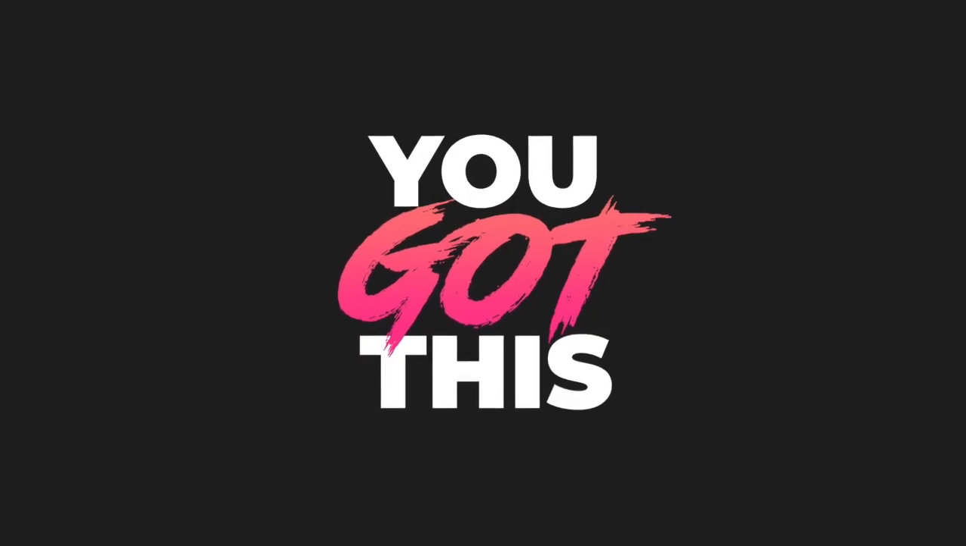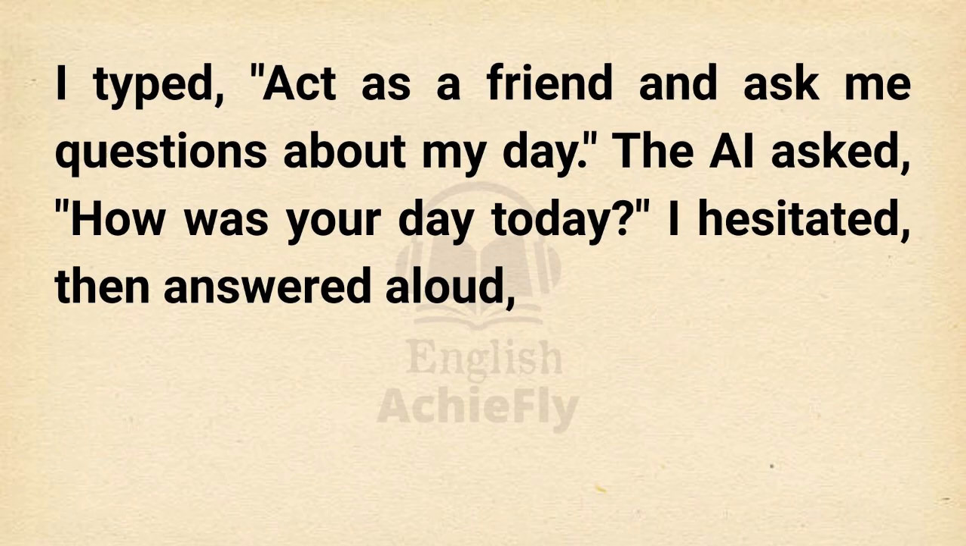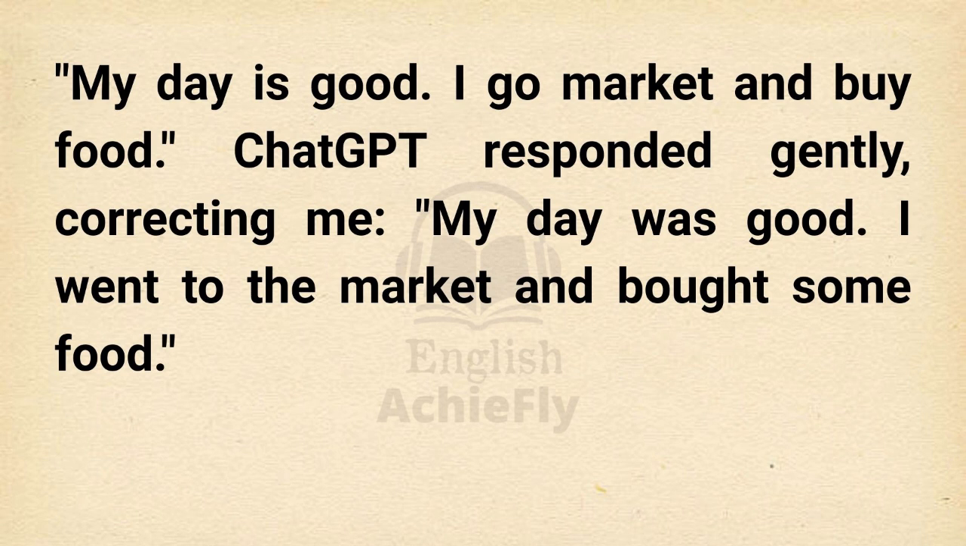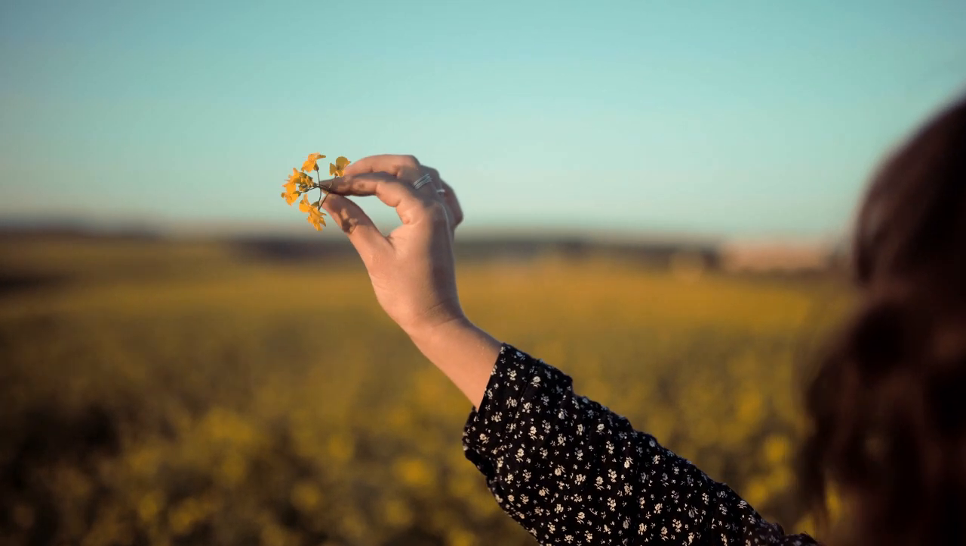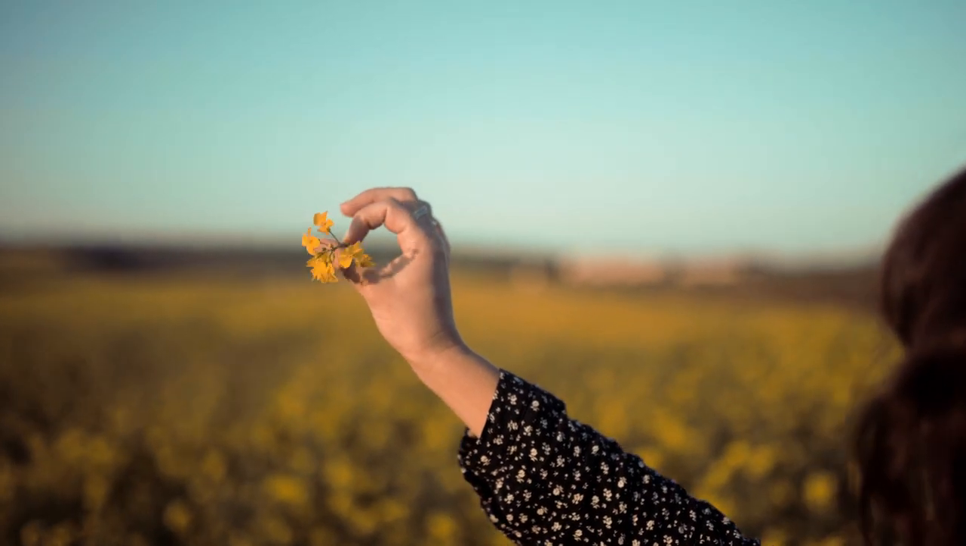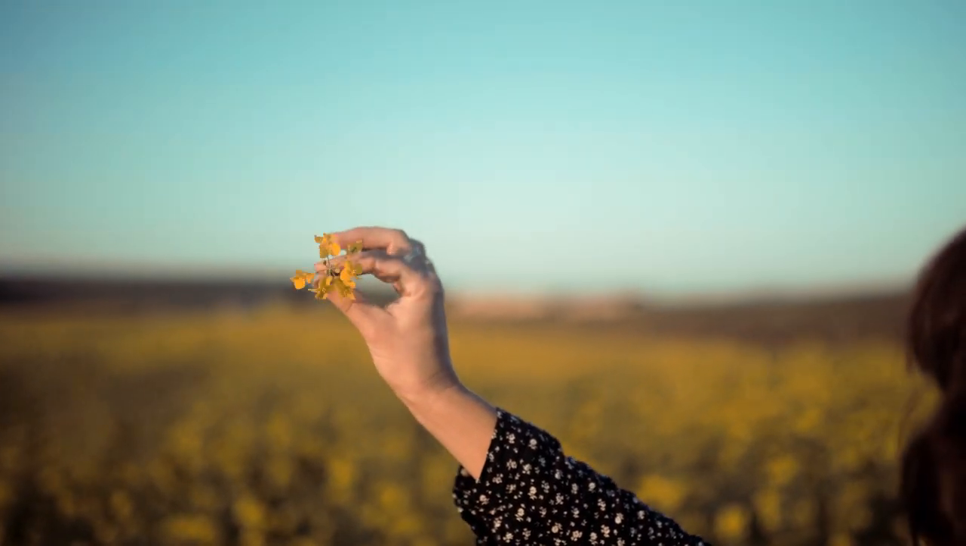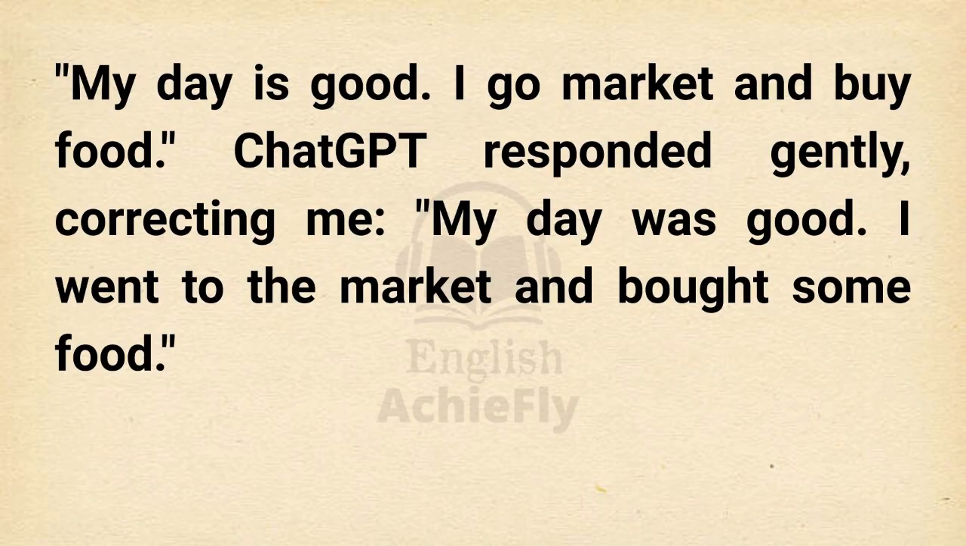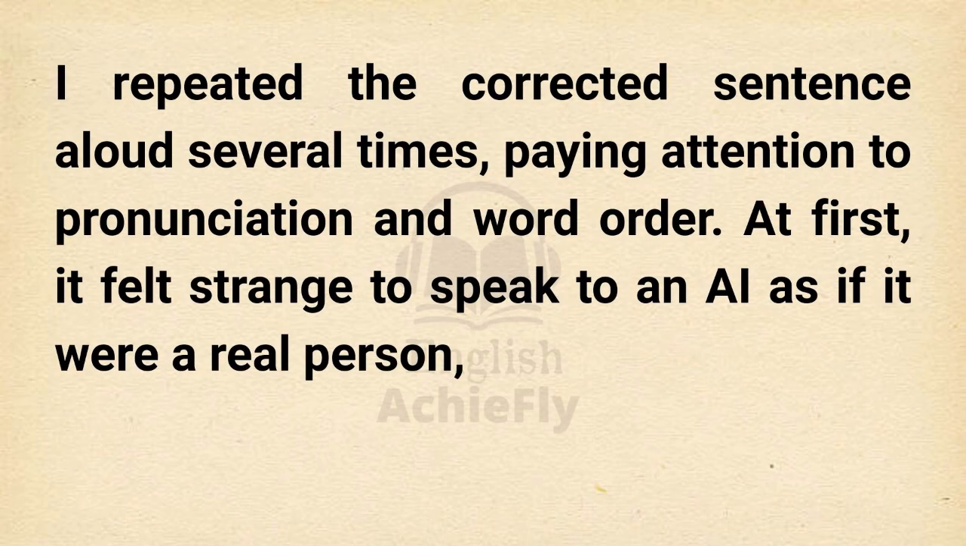The AI asked, "How was your day today?" I hesitated, then answered aloud, "My day is good. I go market and buy food." ChatGPT responded gently, correcting me. "My day was good. I went to the market and bought some food." I repeated the corrected sentence aloud several times, paying attention to pronunciation and word order.